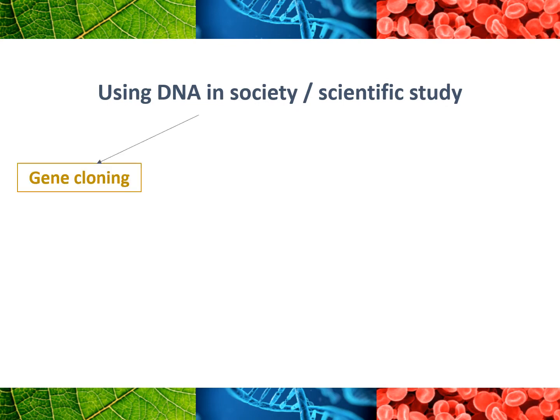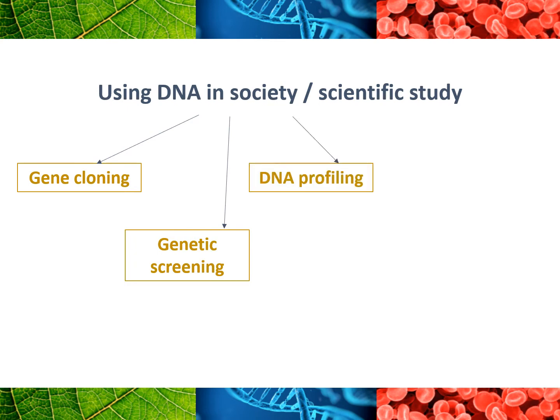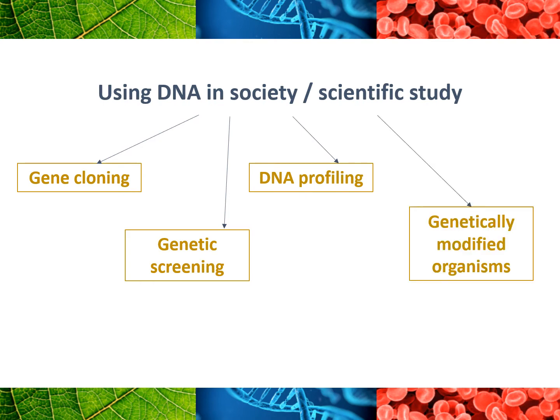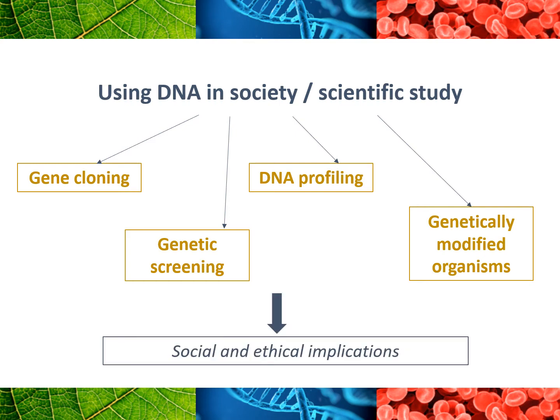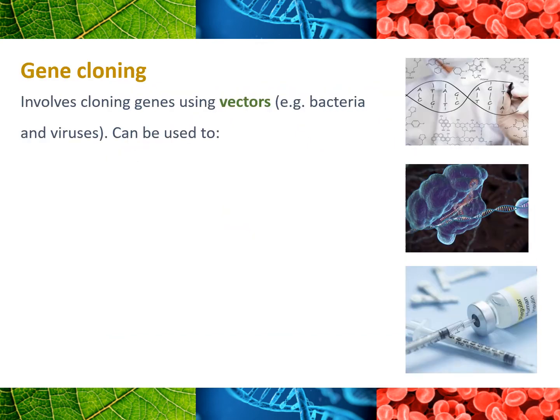So the four things that we're going to cover today are called gene cloning, which we've actually kind of looked at the science behind that already, genetic screening, DNA profiling, and genetically modified organisms. And the study design also specifies that you need to understand some of the social and ethical implications involved in these things. So gene cloning, notice I've got this in yellow because this is a type of scientific study, involves cloning or making exact copies of genes using vectors.